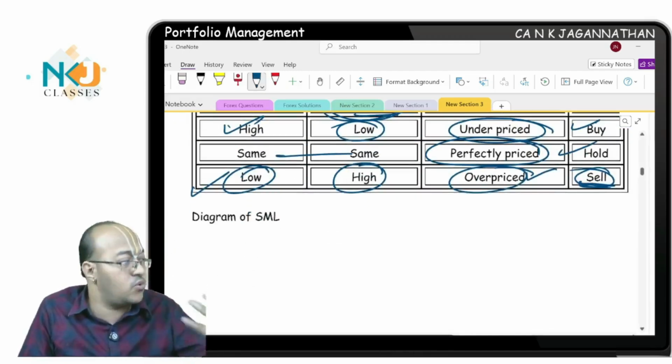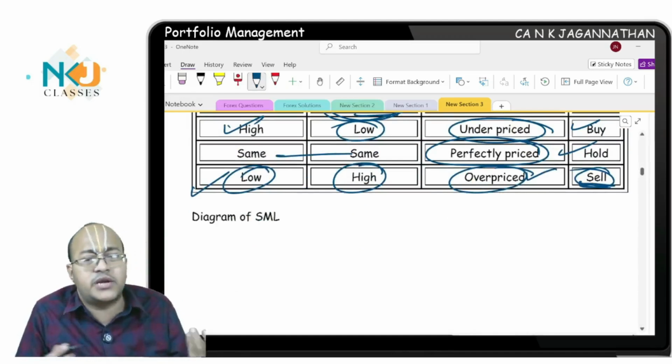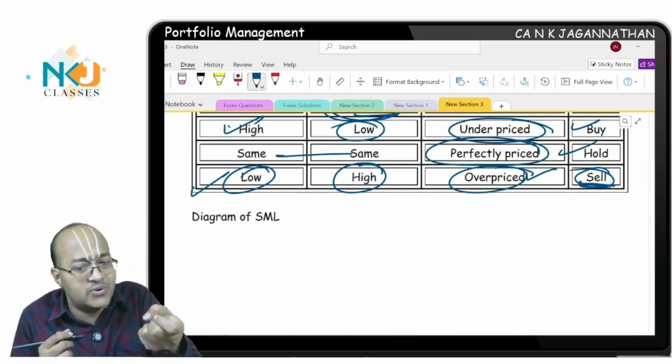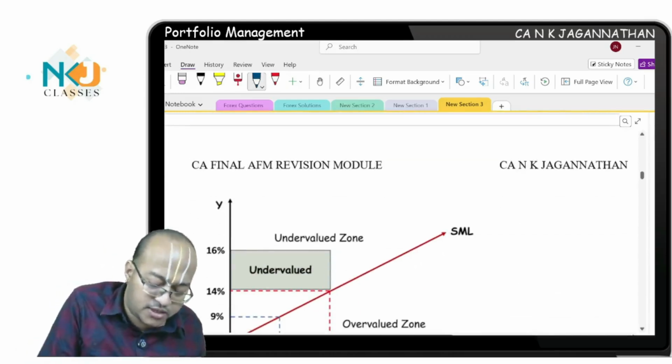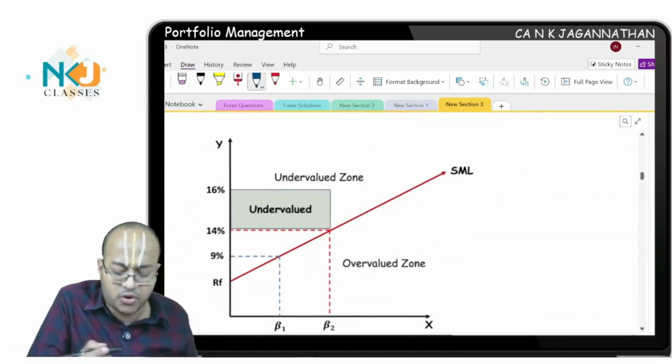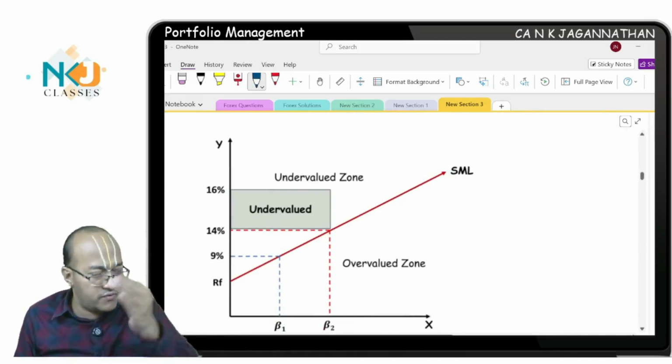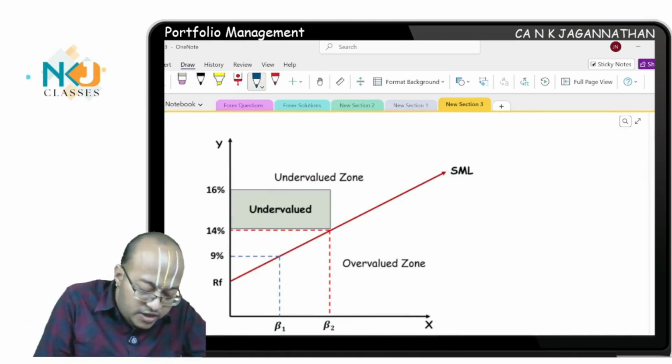If you are already holding the security, okay. If you want to buy the security, it depends on you, whether you want to buy the security at fair price or even cheaper price. It all depends on the investor's perspective. Now come to the graphical representation of CAPM, very important understanding. See, the under or overvaluation, you can understand in this manner. Very simple.